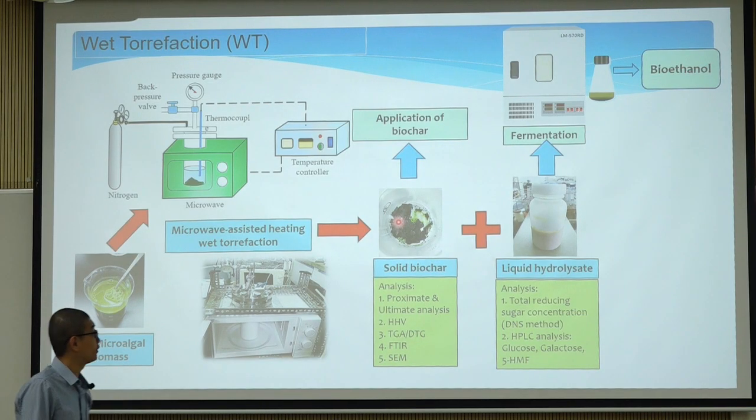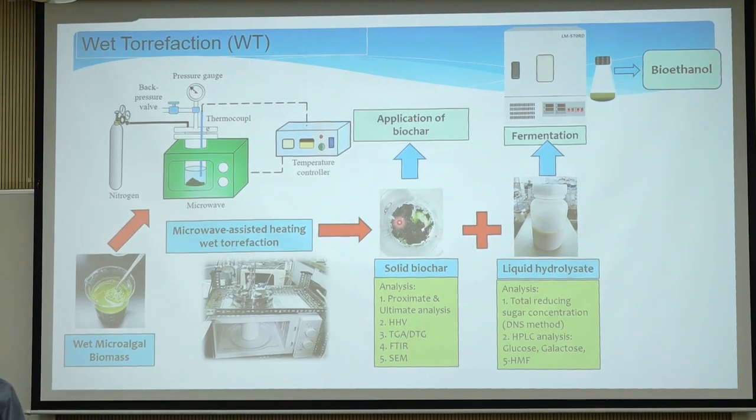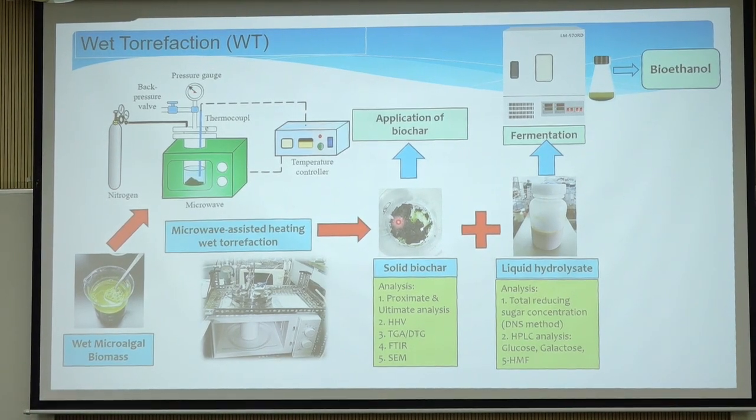So we go through the nitrogen, then we have the solid biochar and liquid hydrolysis products. For the biochar, we study the proximate analysis and ultimate analysis to see the chemical composition of the solid products. Then we look at the high heating values, then TGA to see the thermal degradation curve, then FTIR and SEM. We look at the potential applications for the solid product, not necessarily to be used as a solid fuel.